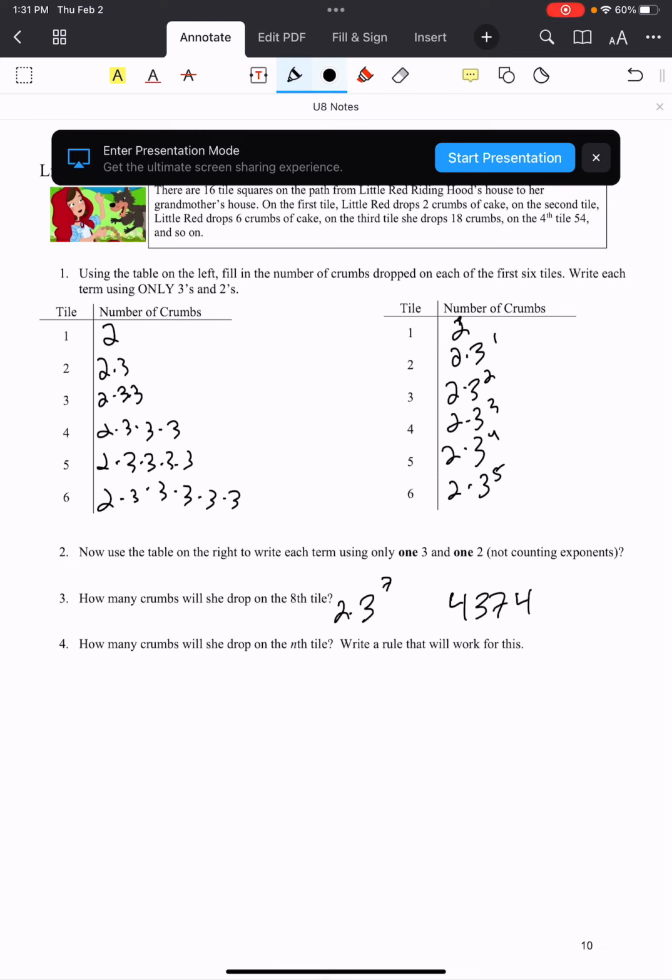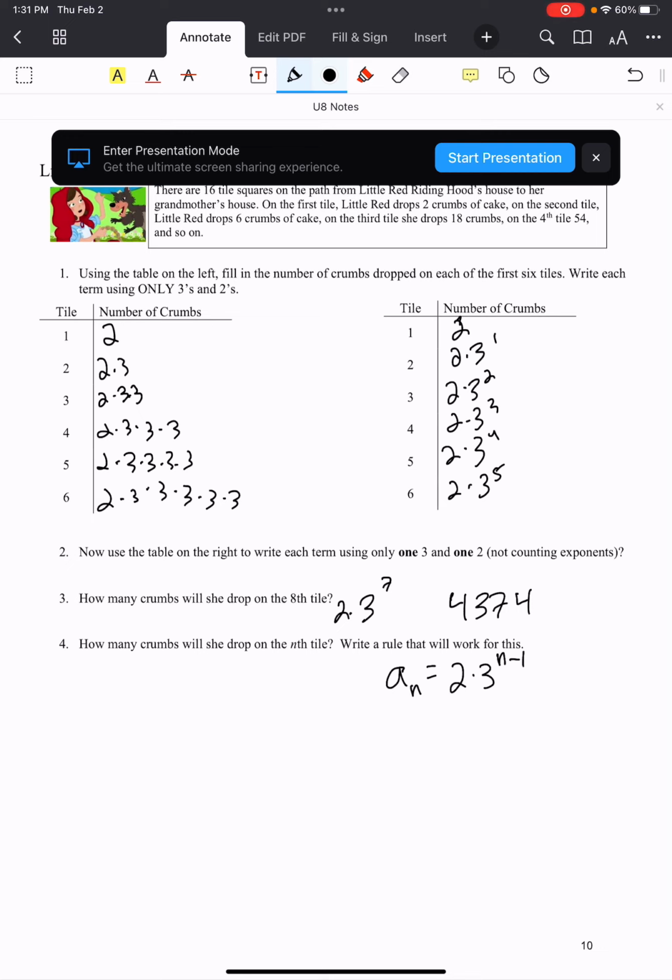It has to have an exponent in it, right? Because it's repeated multiplication. Does anyone have any guesses? Reagan, what'd you get? I do 2 times 3 to the power of n minus 1. Correct. Good job. Anyone else get that? Yeah, a handful. Good job, you guys.